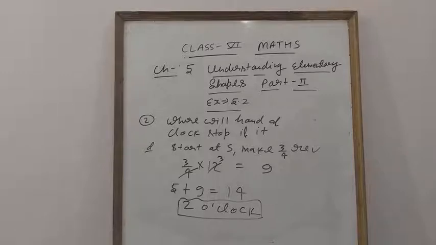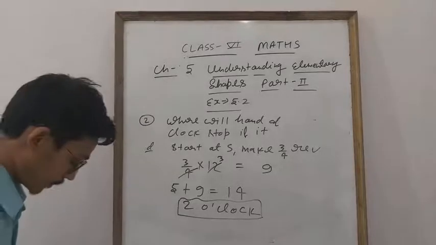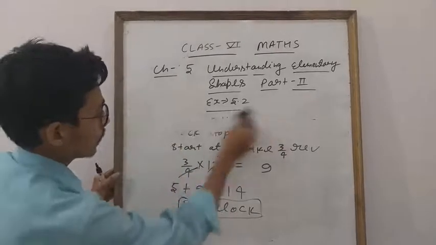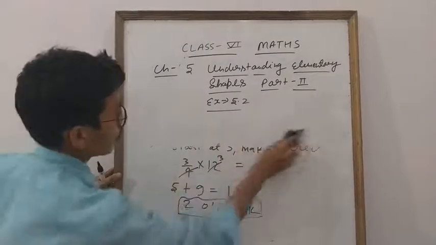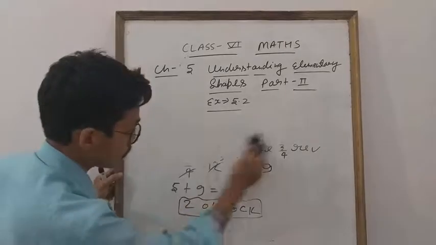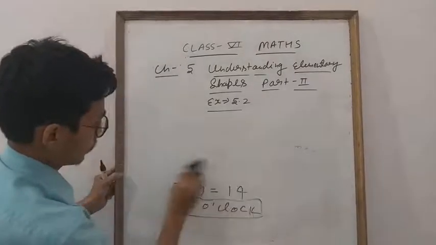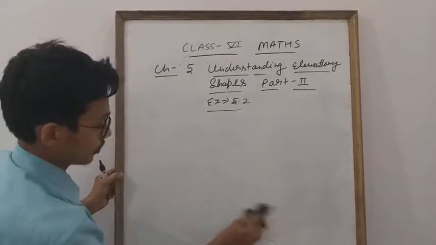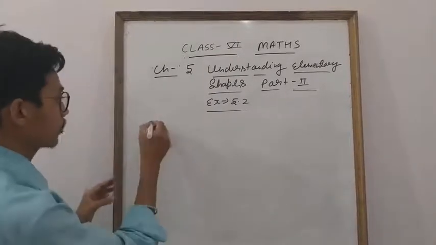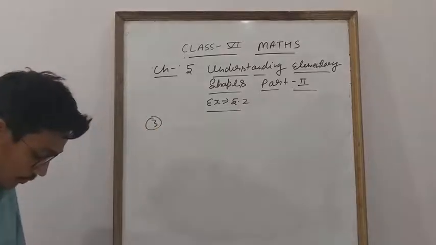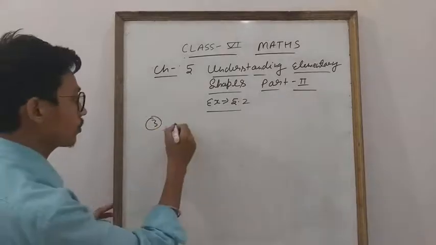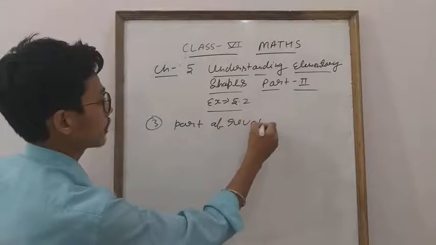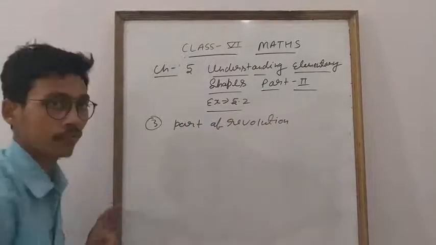So now let us take question number 3. What is given? One question we will discuss. See student, I am explaining every question one by one, and you will do all the questions on that pattern, and you will never leave any question, because I am also explaining all the questions. Now the 3rd question, what part of revolution? Again you have to find out what part of revolution. It means you have to find out the fraction.